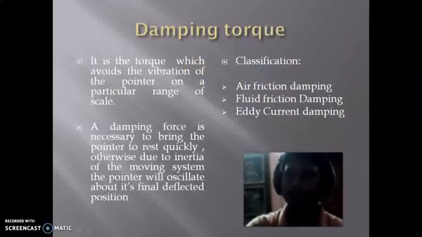Next is a damping torque. It is the torque which avoids the vibration of the pointer on a particular range of the scale. A damping force is necessary to bring the pointer to rest quickly. Otherwise, due to inertia of the moving system, the pointer will oscillate about its final deflected position.